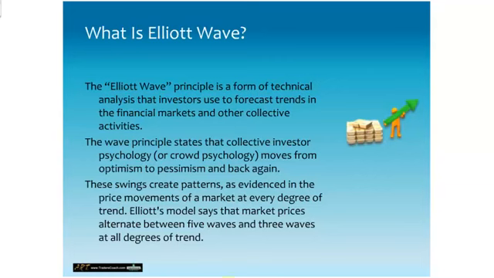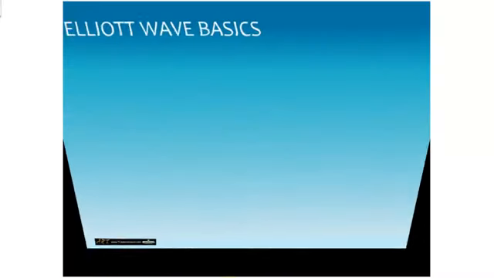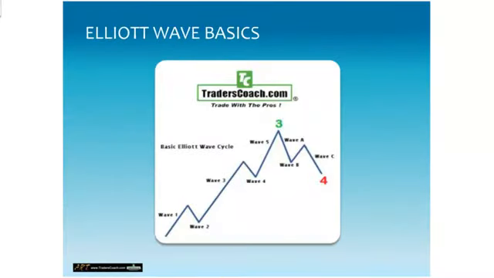And so the Elliott model says that market prices alternate between 5 waves and 3 waves at all degrees. So we're going to take a look a little bit more from a picture standpoint so you can see what that looks like. Now this is basically an Elliott Wave structure unfolding here, and you can see these in the market. Sometimes they're not quite as clear, and sometimes they're very clear. And we're going to show you how to make sense out of Elliott Wave counts when they're not clear as well.